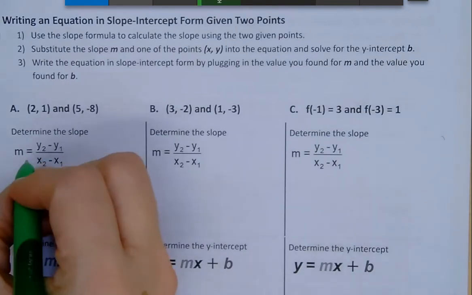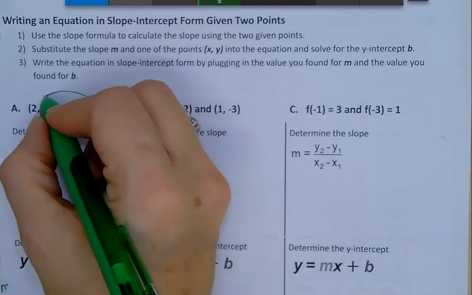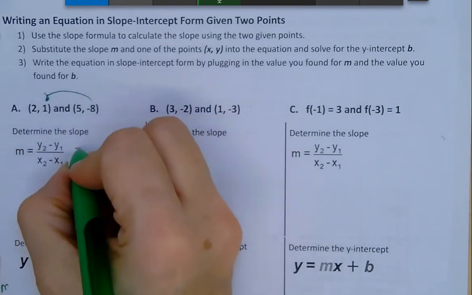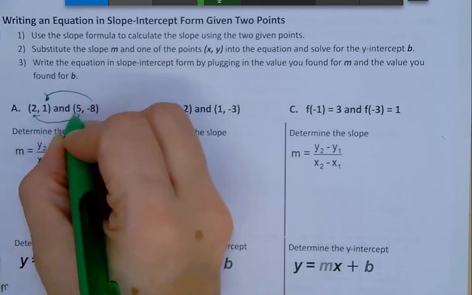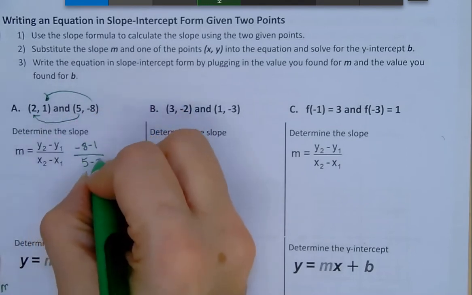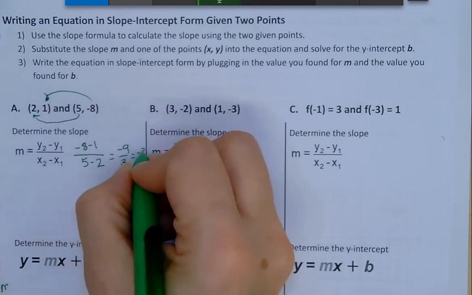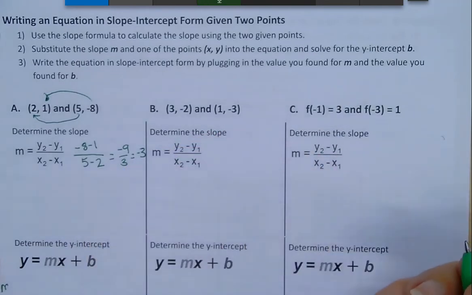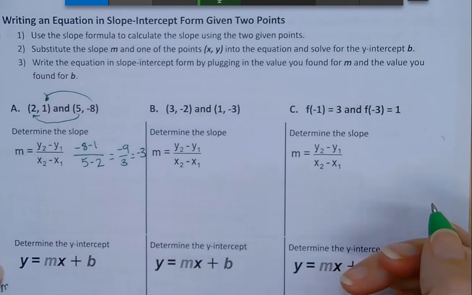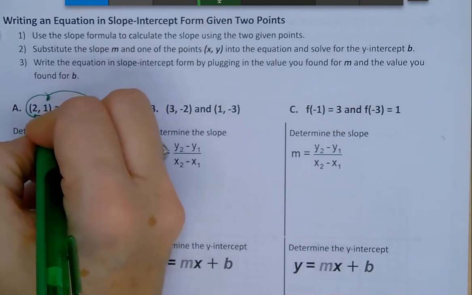Okay, so here I have my slope. It's going to be y sub 2 minus y sub 1. I have negative 8 minus 1 all over x sub 2 minus x sub 1. That's 5 minus 2. So that's negative 9 over 3, which equals negative 3. My slope is negative 3. All right, I can choose either point. So now I'm going to find the equation of a line. I'm going to find b using slope and a point. Okay, I'm just going to choose this first one.